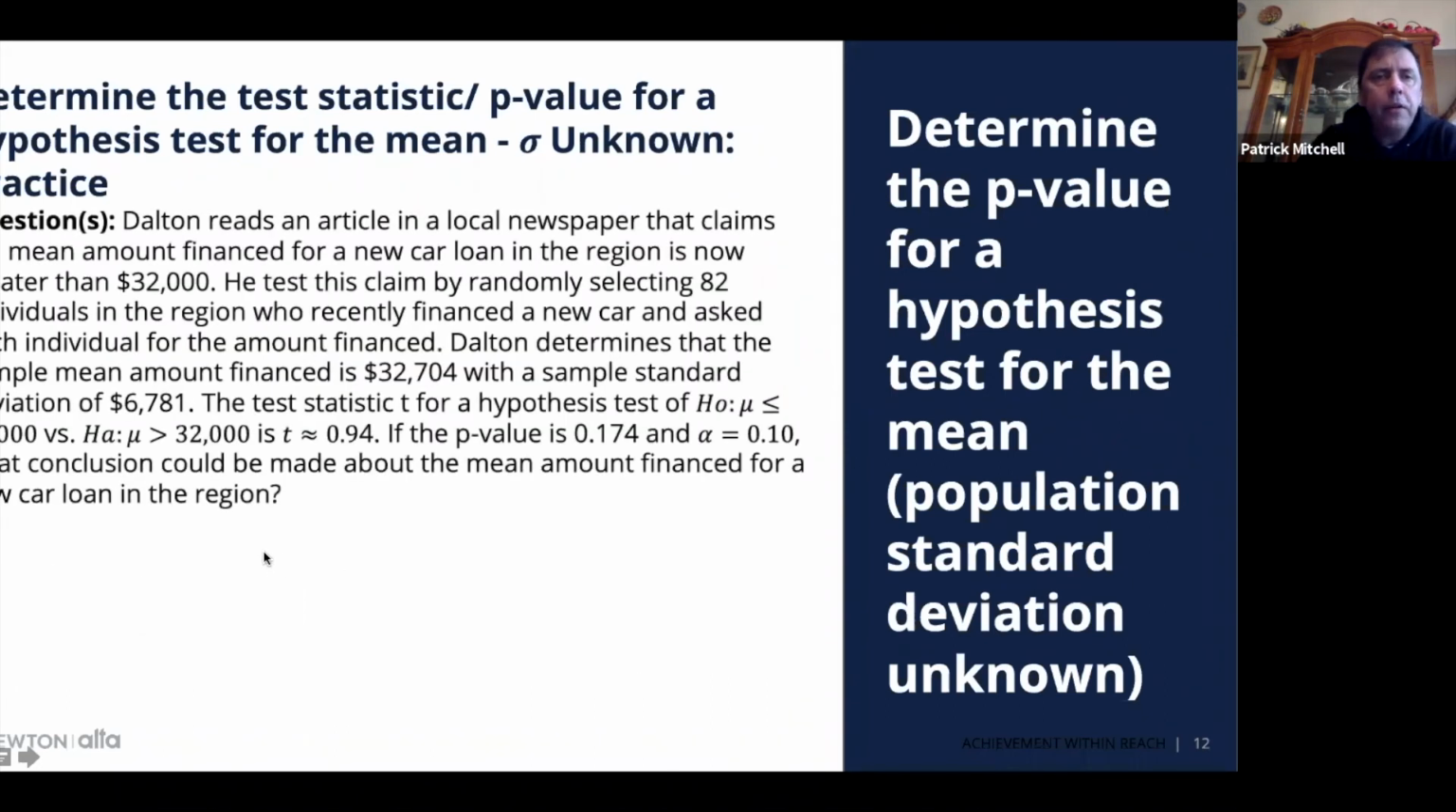Here's another example. Dalton reads an article in a local newspaper that claims the mean amount financed for a new car loan in the region is now greater than $32,000. He tests this claim by randomly selecting 82 individuals in the region who recently financed a new car and asked each individual for the amount financed. Dalton determines that the sample mean amount financed is $32,704 with a sample standard deviation of $6,781.